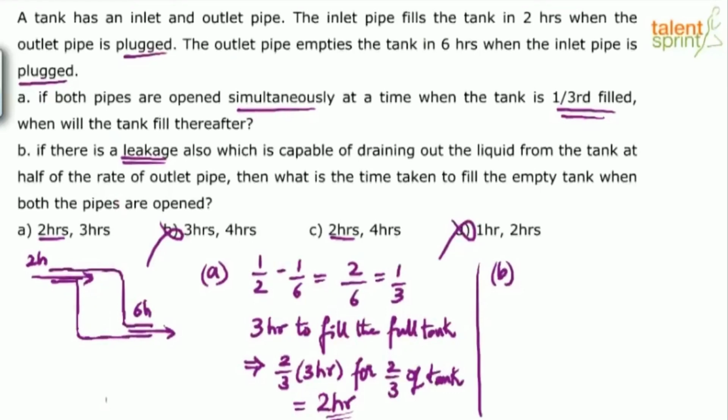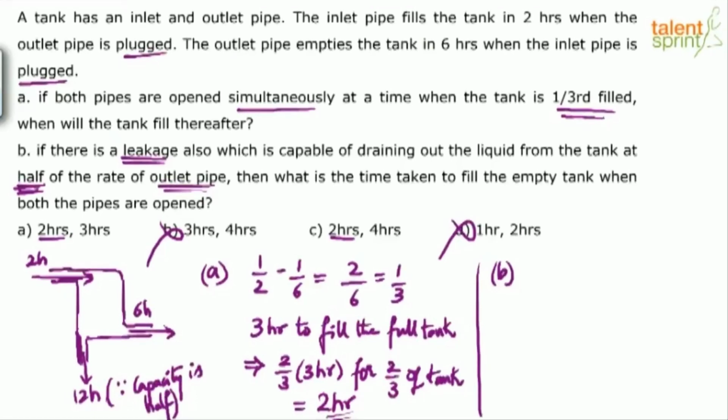Now here, he says there is a leakage which is capable of draining out the liquid from the tank at half of the rate of the outlet pipe. So let's assume that here is a leakage, and because of that leakage, water is dripping out. The capacity of this leakage is half of the rate of the outlet pipe. If the capacity is half, time taken would be double. We have discussed this already: capacity and time are reciprocal to each other. So if this takes 6 hours, this would take 12 hours, since capacity is half.